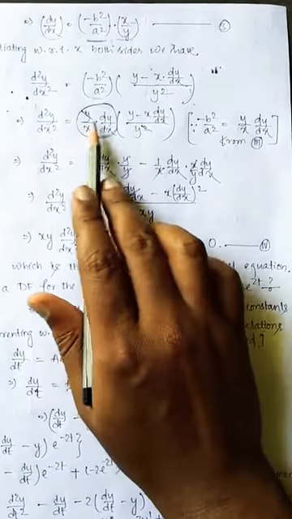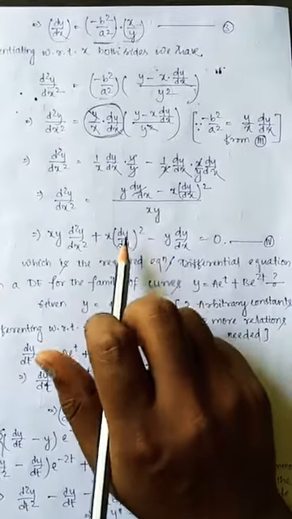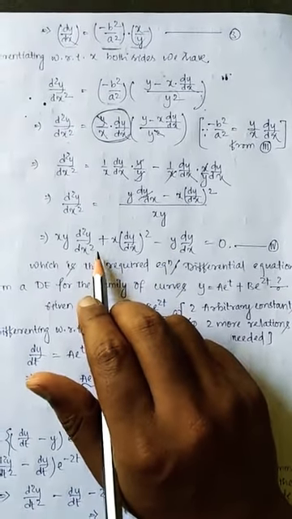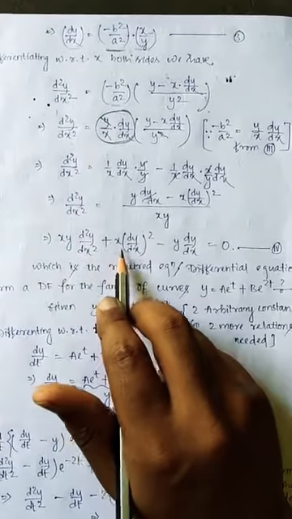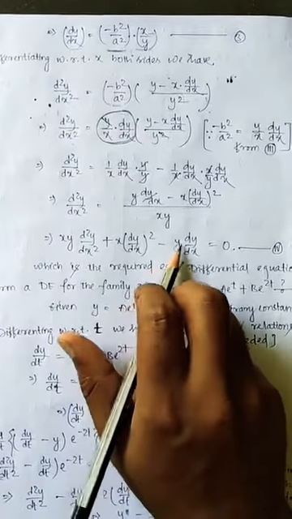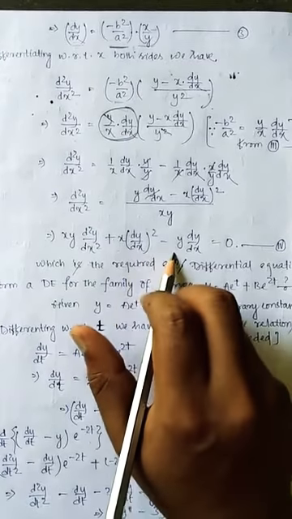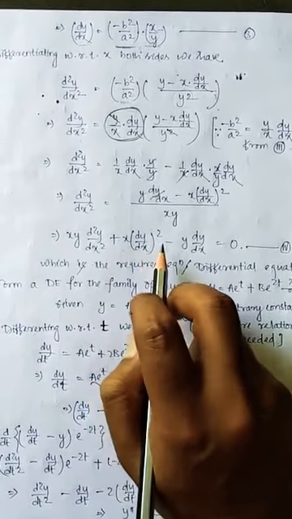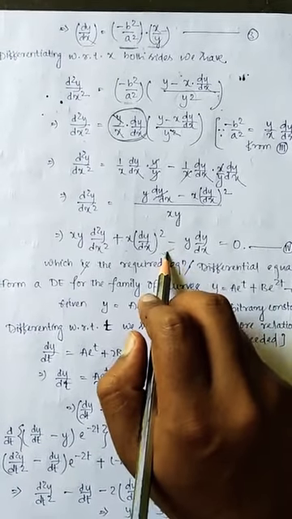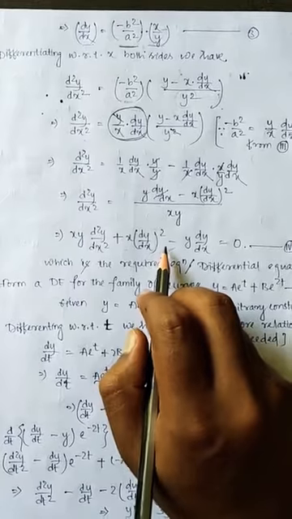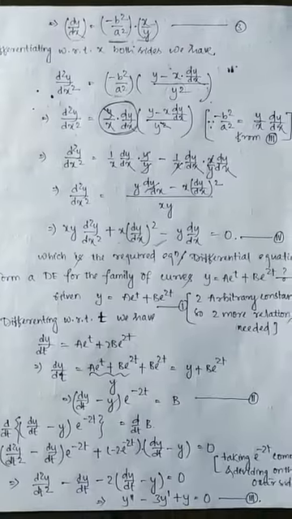After getting the terms, y cancelled and solving this, at last I reached the equation xy d square y by dx square plus x into dy by dx whole square minus y dy by dx equal to 0. So here in this differential equation there is no arbitrary constant. That's why this is the corresponding differential equation for the function or family of curves of the ellipse.